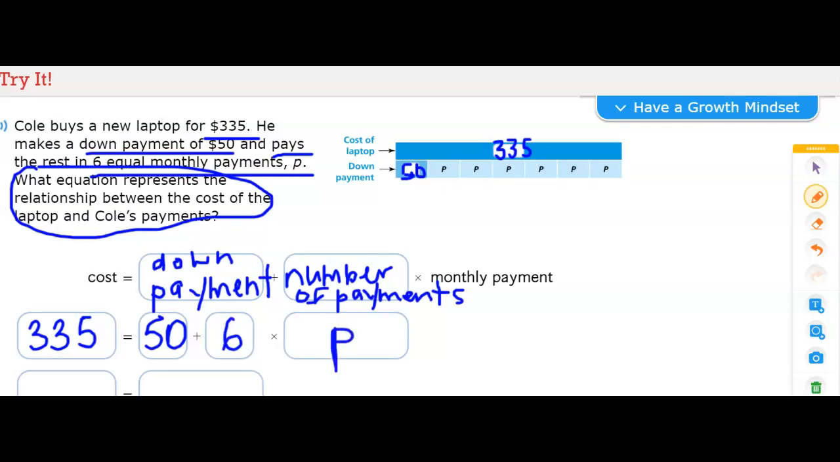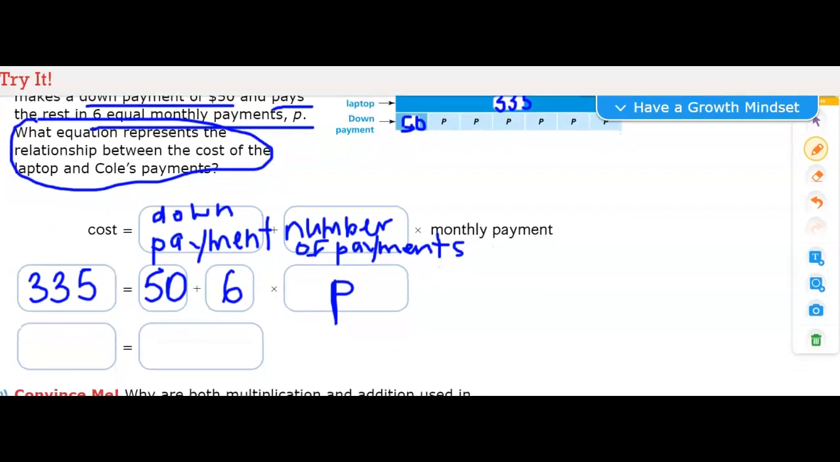And so we can simplify this to say $335 is equal to 50 plus 6 times P. And again, like I've said in previous lessons, whenever you have that variable and that number or coefficient together, it does mean to multiply. That's why you can eliminate the use of the multiplication symbol and just put them right next to each other, and it still means to multiply.